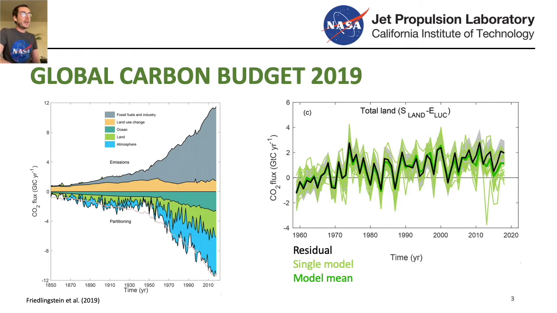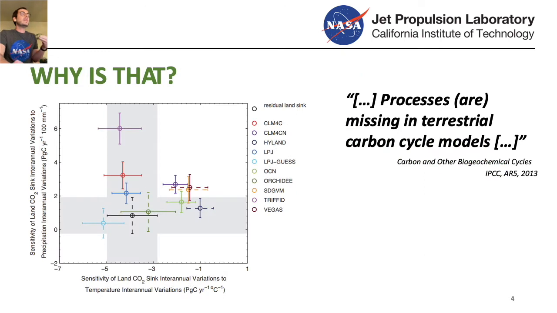Otherwise, we might have wrong or not so certain political decisions. So why is that? Why did these models disagree so much among themselves? And I took this sentence here from the latest IPCC report. And basically, what they say is that processes are missing in terrestrial carbon models.